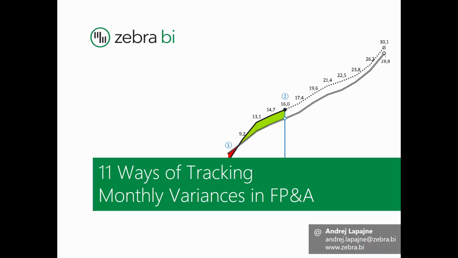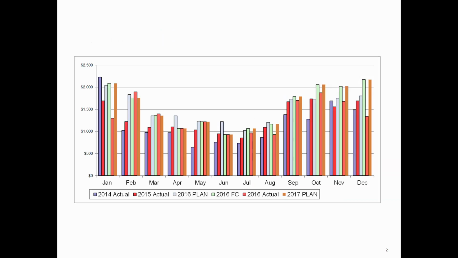My name is André Lapaine, I'm the CEO and founder at ZebraBI, and today I would like to present different ways of tracking monthly variances in financial planning and analysis. Now I'm sure that you already have your annual budgets for 2017 prepared, broken down by month, so now the big question is how do you track the monthly performance, meaning comparing actuals to your budget or to your plan. Now this may sound like a trivial task, although when I saw this chart, I thought, okay, maybe it's not such a trivial topic.